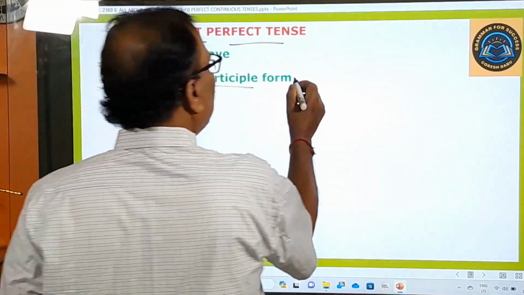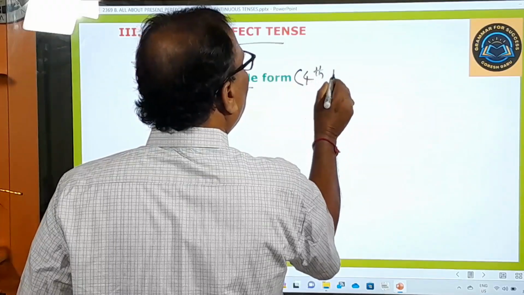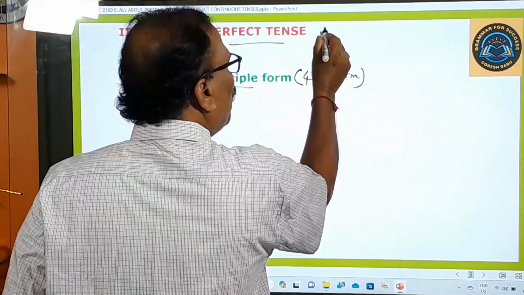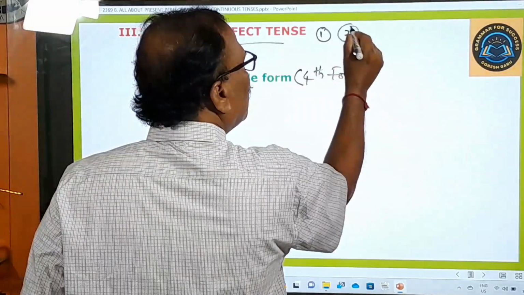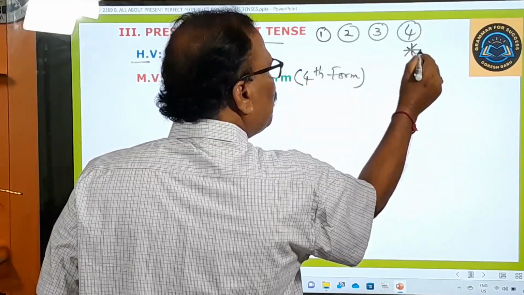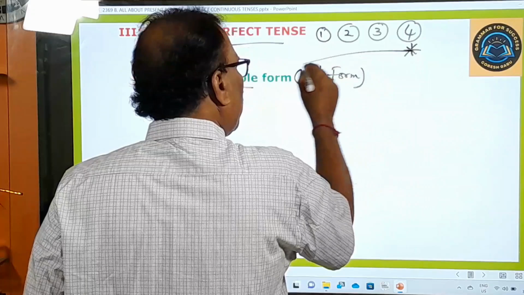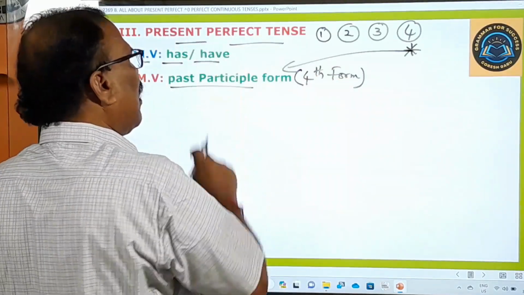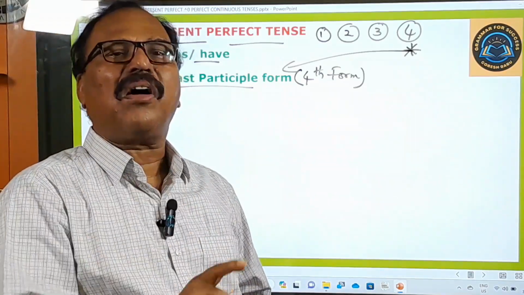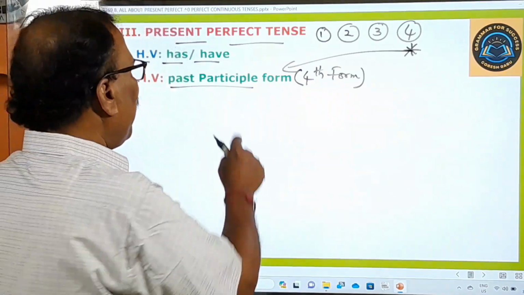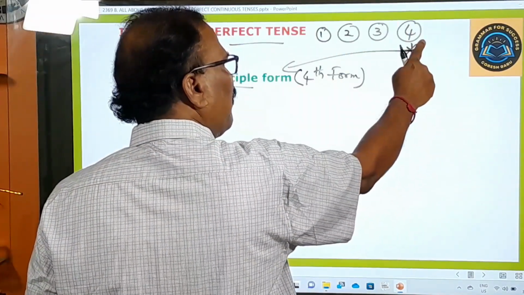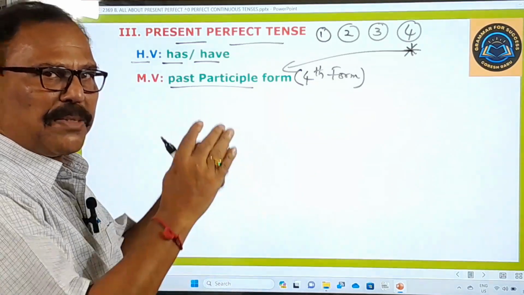Past participle form means, in other words, we can say the fourth form of the verb. All of you know pretty well that a verb has got four forms: present tense form, present participle form, past tense form, and past participle form. So this last form of the verb, that is past participle form of the verb, is used in the perfect tense. One very important thing I will tell you. In all the perfect tenses, the main verb used is only the past participle form. That is the fourth form of the verb, the last form of the verb. Keep this point in your mind.